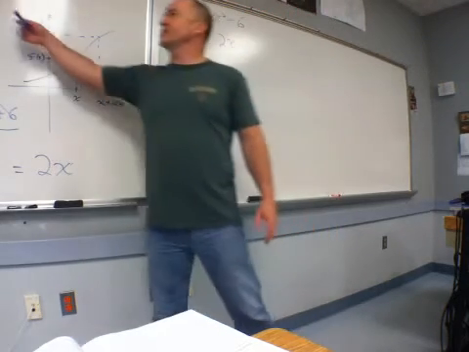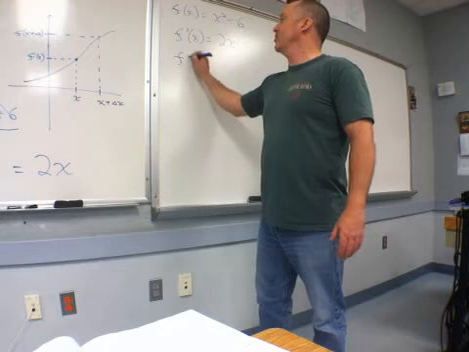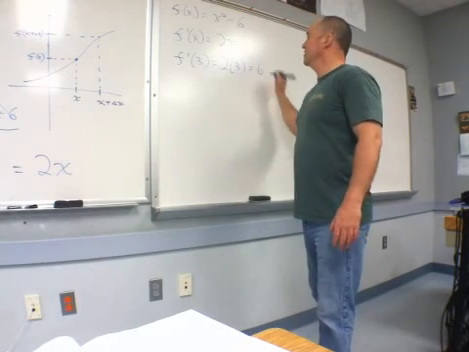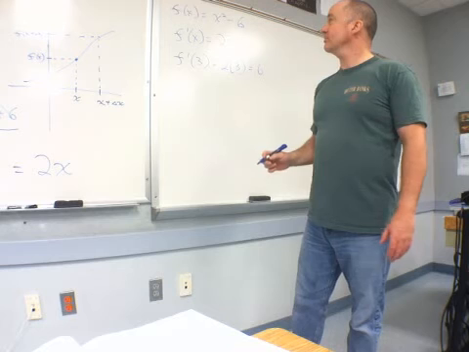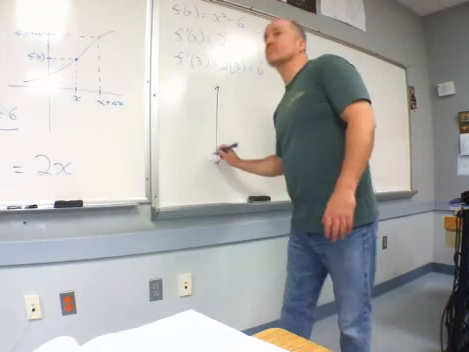The question was, what is the slope of the tangent line at x equals 3? So now I'm saying, what is f prime of 3, which is 2 times 3, which is 6. That's what I'm saying, but you don't need that function.